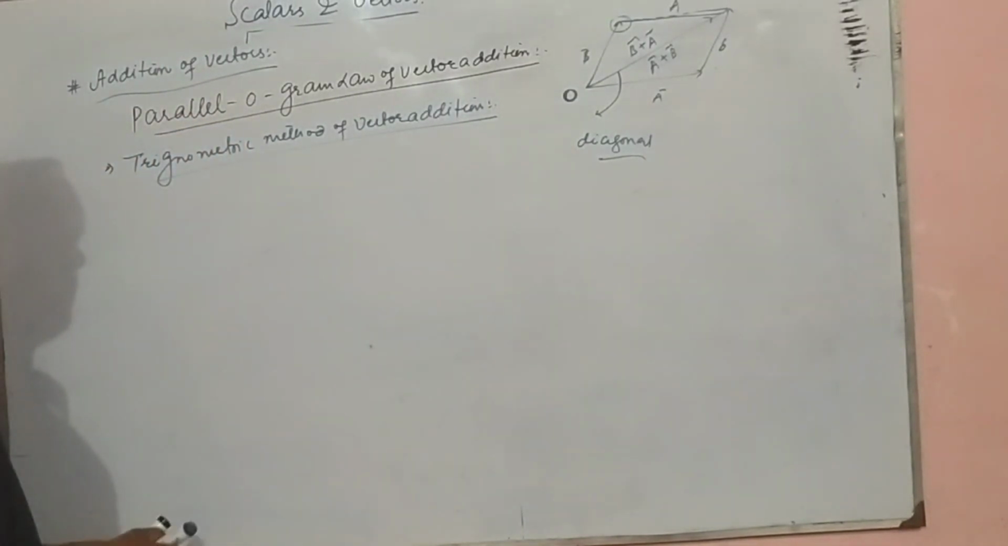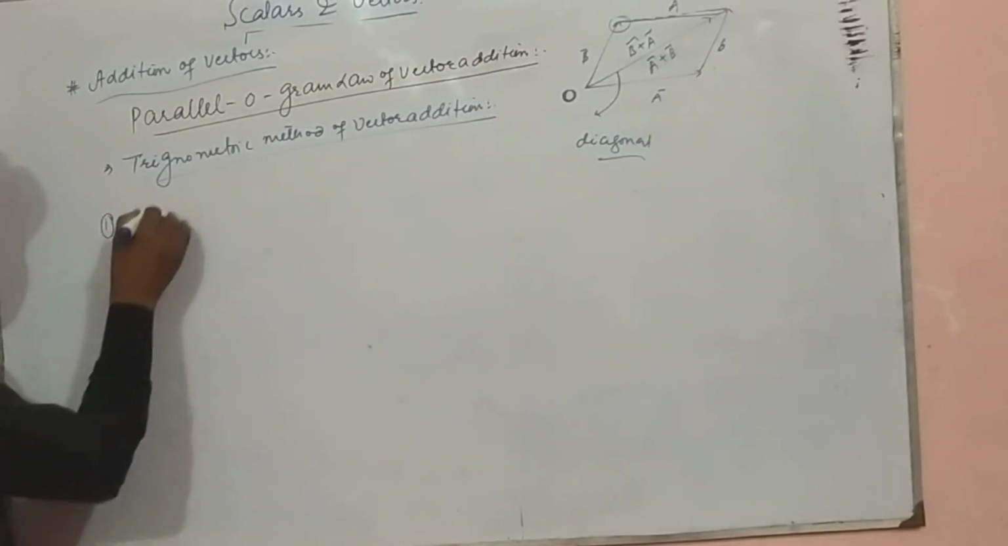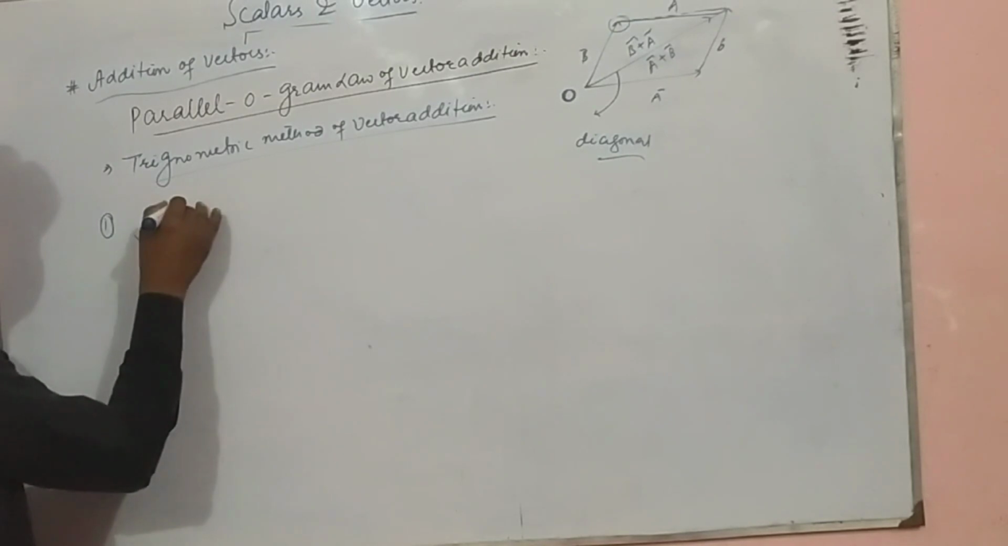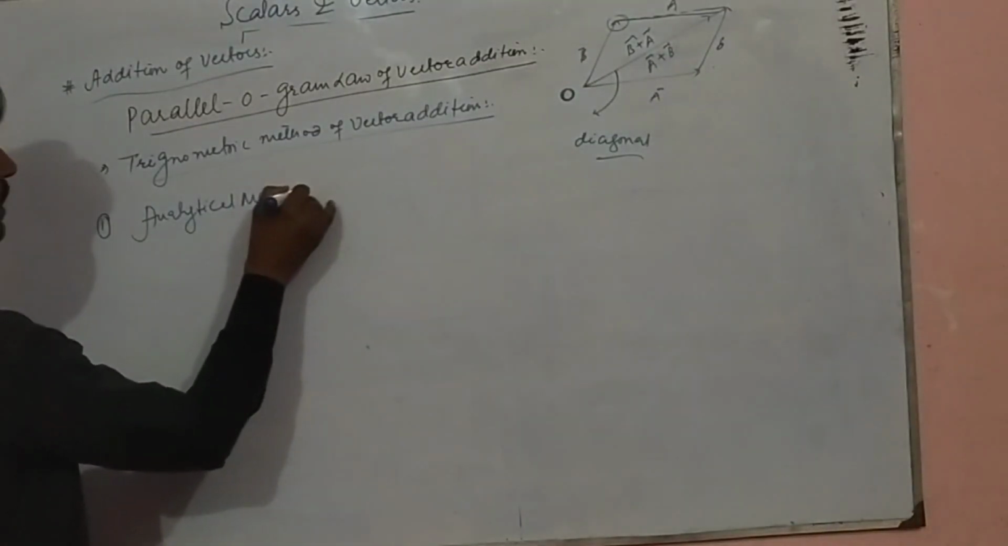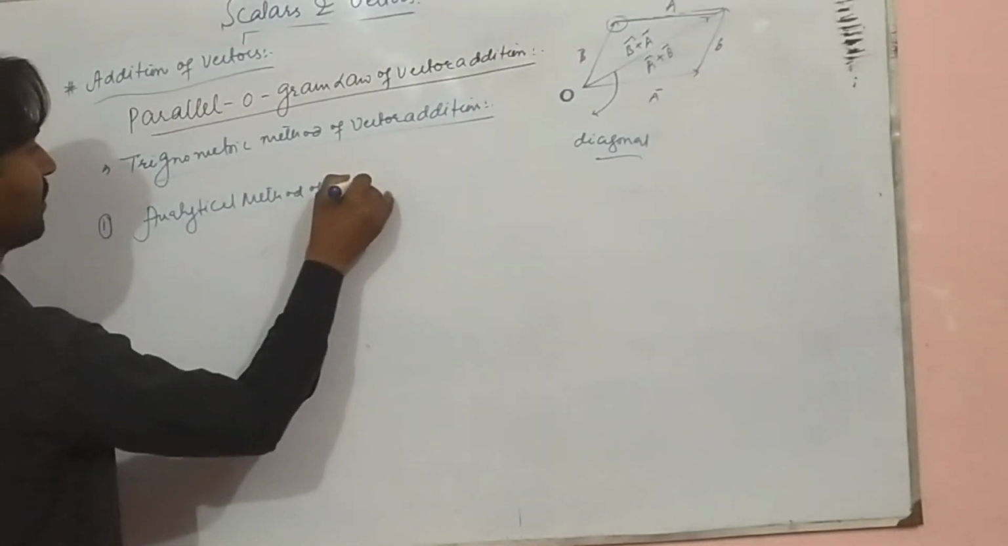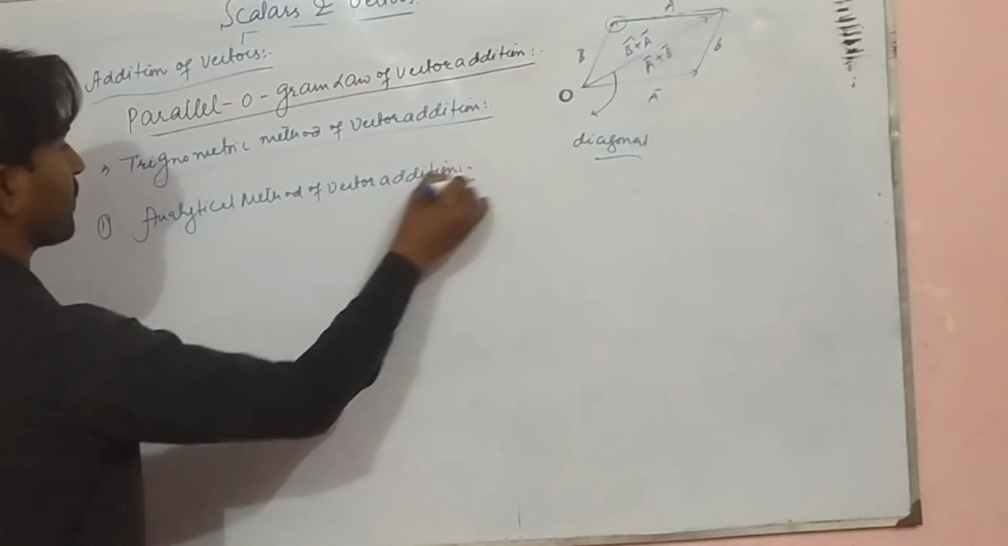Trigonometric method of vector addition. In the trigonometric method of vector addition, the first method is the analytical method. Analytical method of vector addition. In the analytical method of vector addition, the cosine law is obtained. What is cosine law and how is it proved?